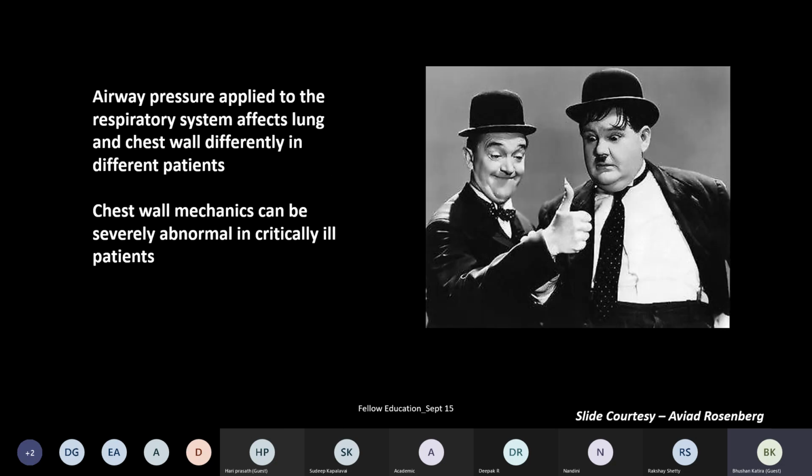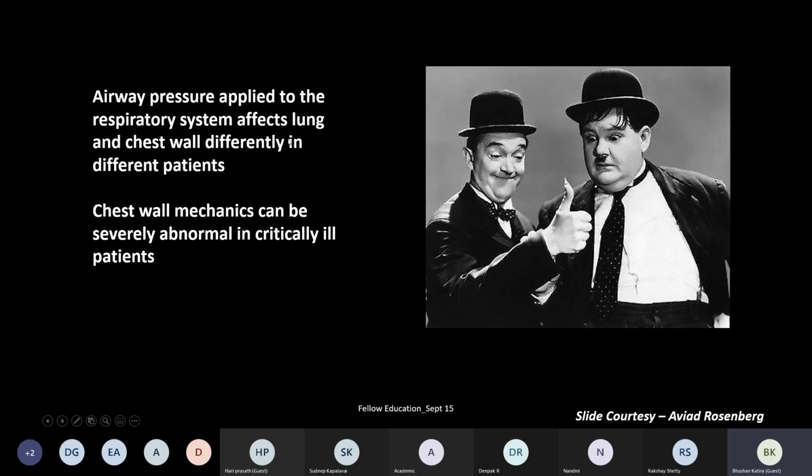Why is transpulmonary pressure relevant? We are into personalized medicine, and as it is with drugs, so it is going to be with technology like mechanical ventilation or ECMO. One size does not fit all. This is a slide made by one of my colleagues and fellows, Aviad Rosenberg, who was trying to explain why the esophageal balloon manometer is important. The gentleman on your left certainly has a thinner build, and the pressure that his chest wall is going to exert is much lower than the gentleman on your right.